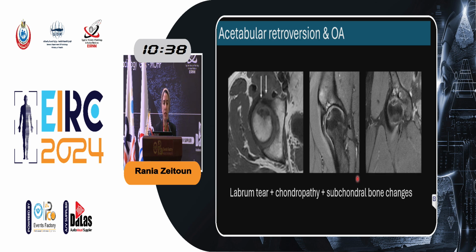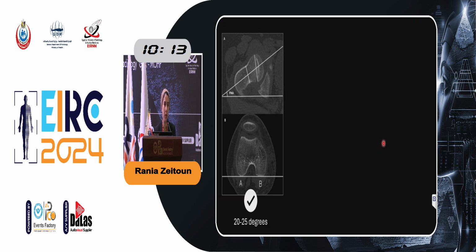Another example of acetabular retroversion, but this patient had advanced changes, probably he presented later in his life. You can see definitely the labrum is torn, it is actually missing, and there is advanced chondropathy, there is a detached osteochondral fragment from the femur head, extensive subchondral bone cysts and edema on the acetabular side, so this patient unfortunately reached the stage of osteoarthritis.